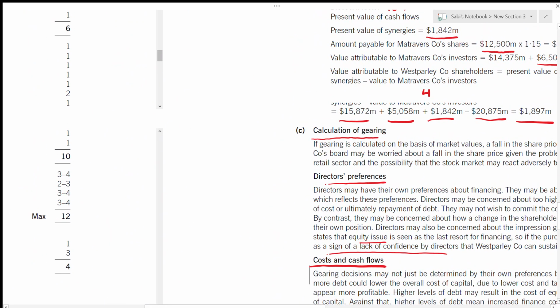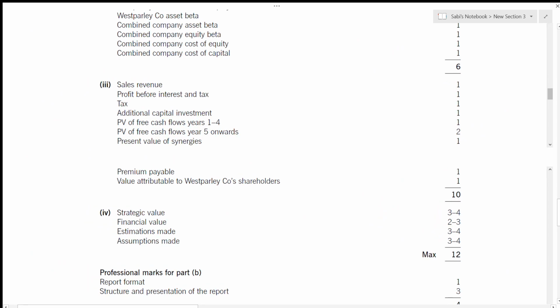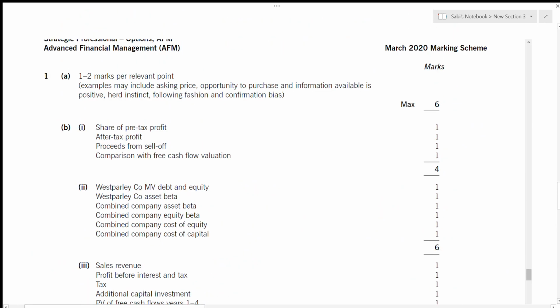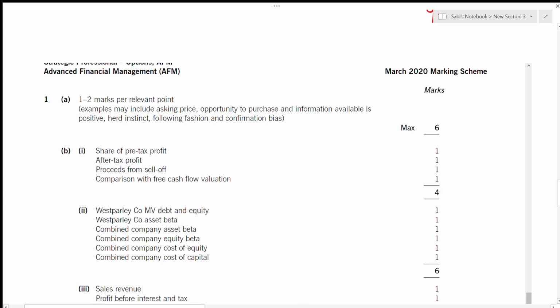And one thing, overall we are done with the March 2020 paper. I will take just 5 minutes to go through the marking scheme, because many of you don't bother so much about the way it is marked, you just check the answer. So all questions 1, 2 and 3 are given and we'll see how they are marked. So first question is about behavioral finance factors. So 1 to 2 marks per relevant point.